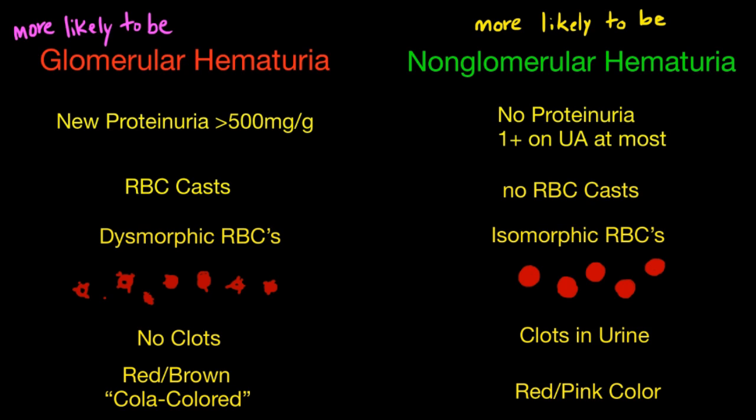And by the time it comes out, it's had a longer transit time. Combined with a low urine pH, it can actually form methemoglobin, which has a darker, more smoky brown color than normal hemoglobin. And so glomerular hematuria is more likely to have this red-brownish color. Patients may even say they have tea-colored or cola-colored urine, and this is why. So the color of the urine can be another way to differentiate the two.